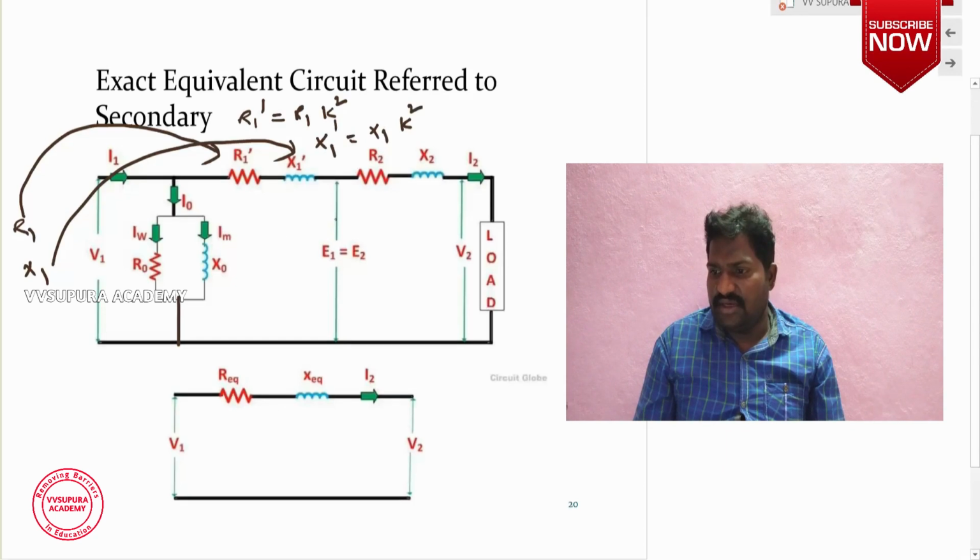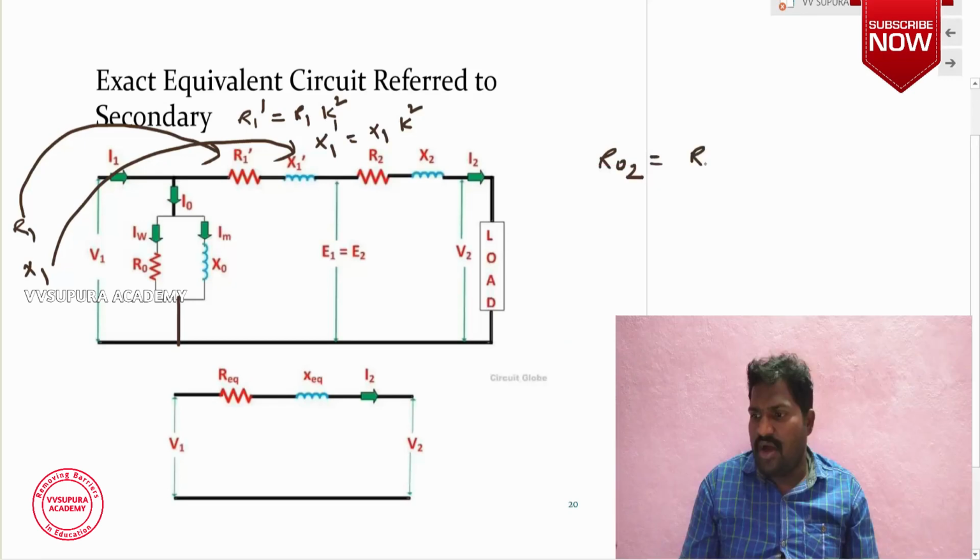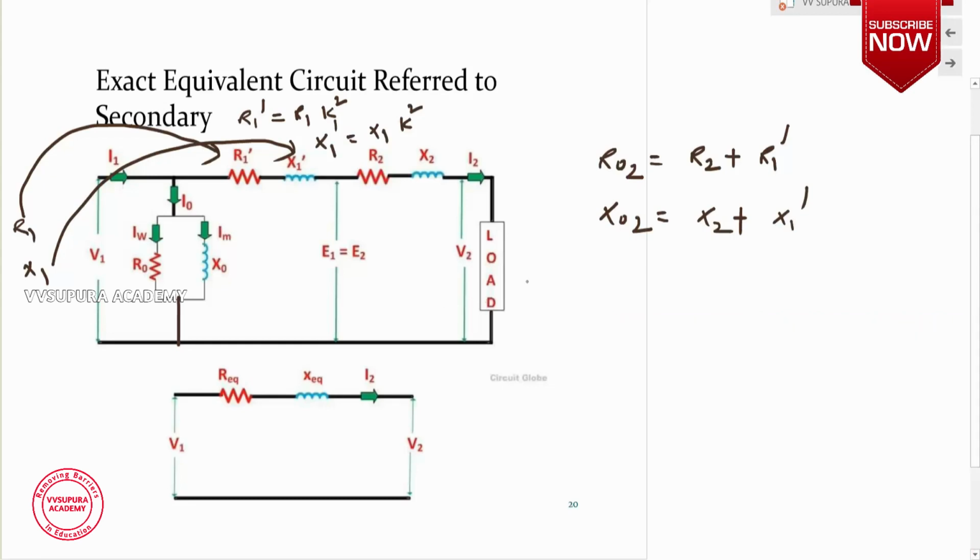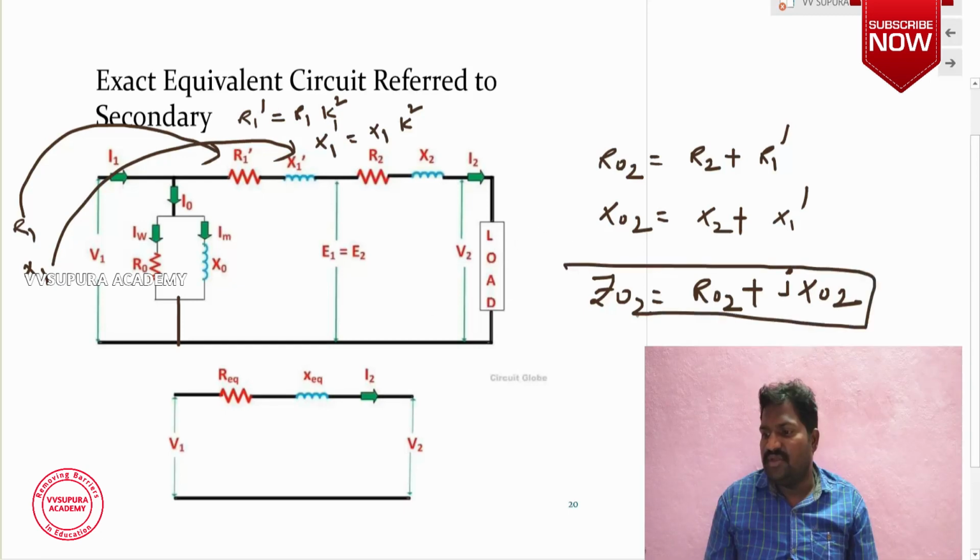The total resistance R02 is equal to R2 plus R1 dash. Similarly, X02 is equal to X2 plus X1 dash. Now the total impedance Z02 is equal to R02 plus jX02. So this is the total impedance of the transformer when the primary is transferred to the secondary.